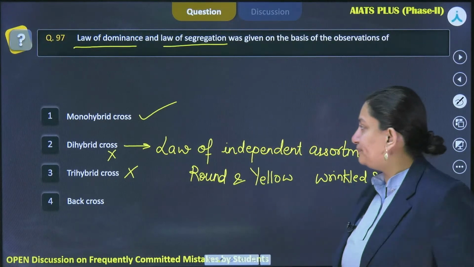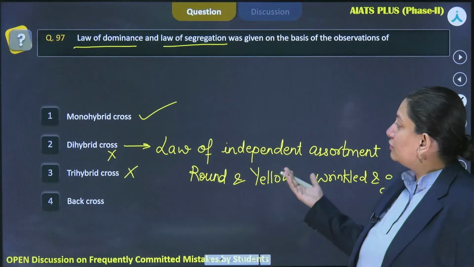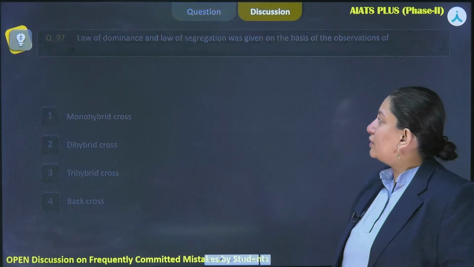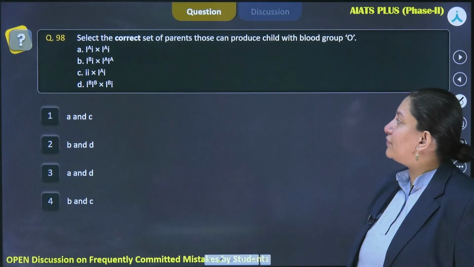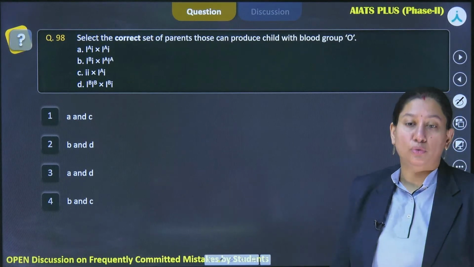All right. So yes, Madhushri, you have answered it correctly. Option 1 is the correct answer for this question, right? All right, now let's move ahead to another question. This says that we have to select the correct set of parents that can produce a child with blood group O.